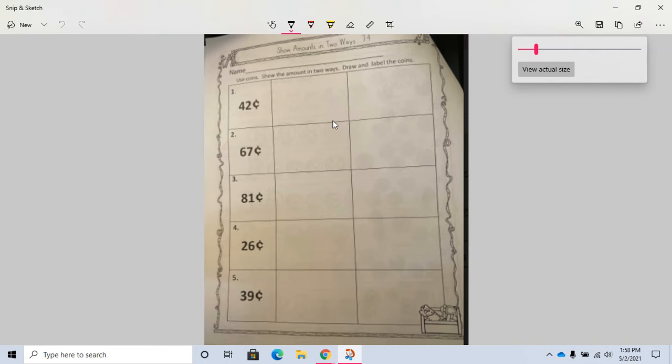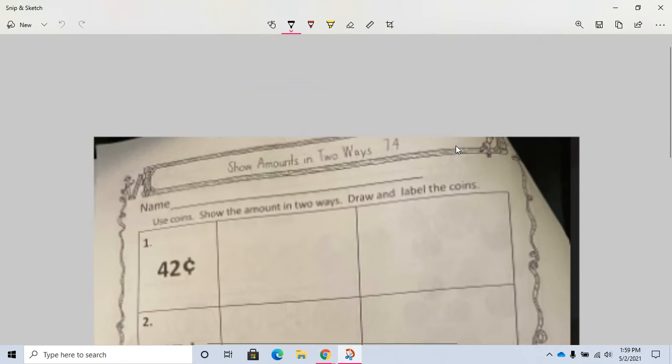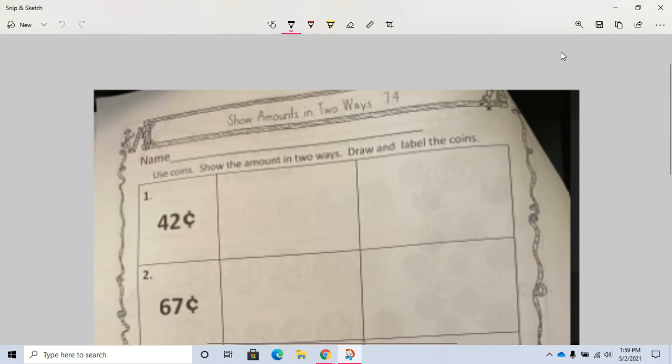All right, my friends. So today what we're going to do is show the amount that we see over next to our numbers in two different ways, just like we learned in our math lesson yesterday. So I'm going to make this larger so that we can look at number 1 together, and I can more easily draw on my sheet. So our first amount says 42 cents. So we want to show that in two different ways.